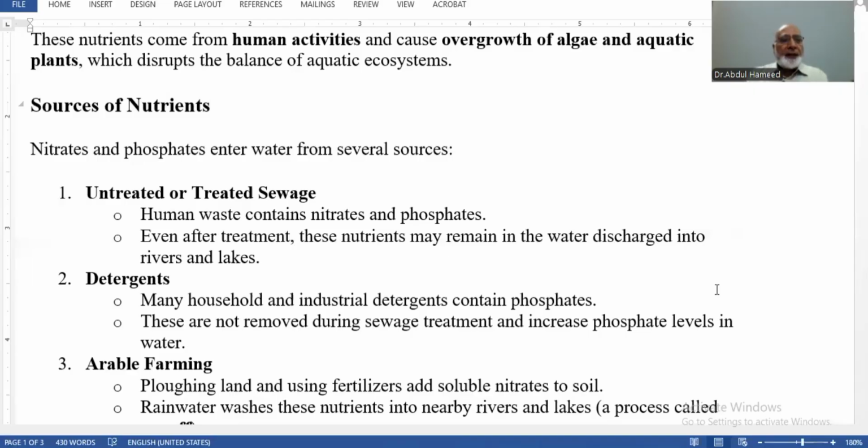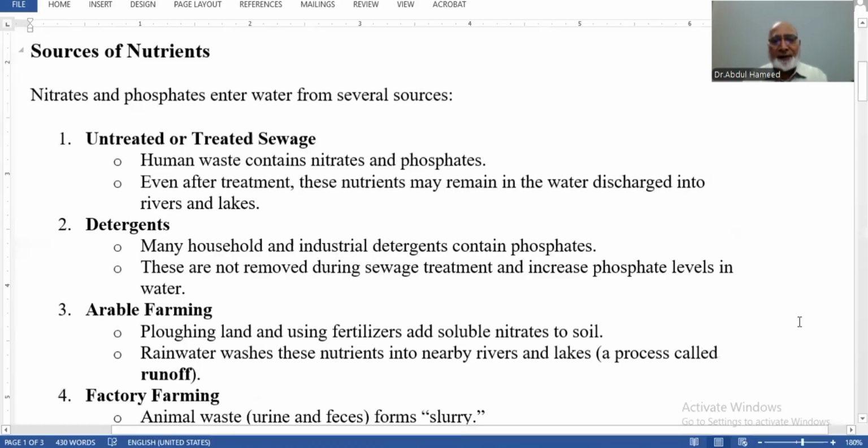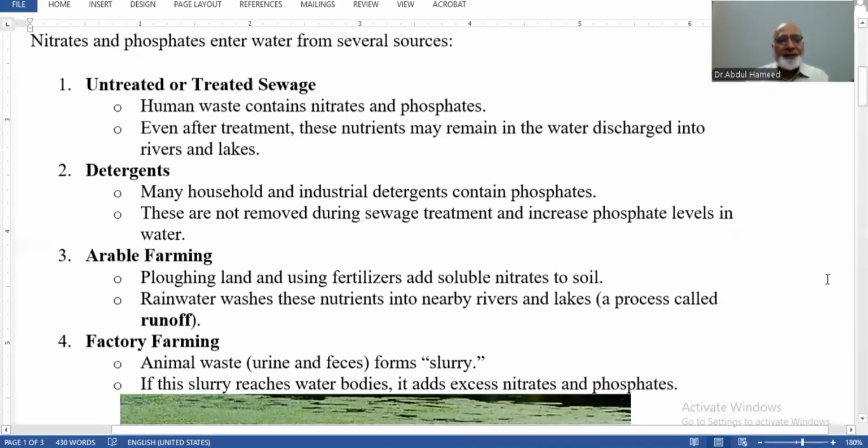The other source is detergents. Many household and industrial detergents contain phosphates. These are not removed during sewage treatment, so the same problem arises: an increased phosphate level in the water. Then there is arable farming. Ploughing land and using fertilizers adds soluble nitrates to the soil, and then rainwater washes these nutrients into nearby rivers and lakes.